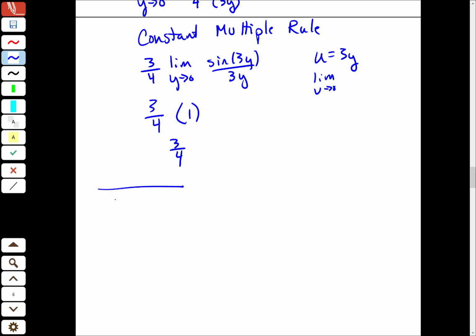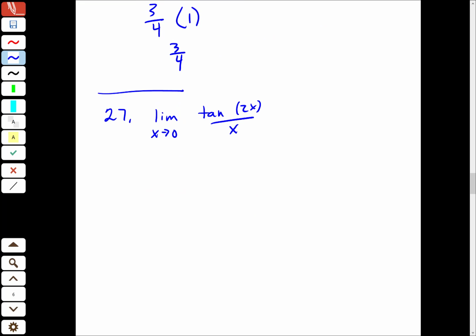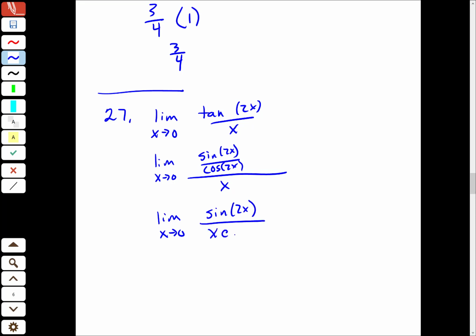Let's see. Let's do 27. The limit as x goes to 0 of tan 2x over x. Okay. And so I want to take a look at this, and at this point, I don't want you to think there's only one right way to go about this. I'm really trying to work sine x over x into this problem somehow. So one of the things I can do is turn tan into sine over cosine. Sine 2x over cosine 2x all over x. And again, I'm going to simplify this complex fraction, since dividing by x is the same thing as multiplying by 1 over x. So I'm going to get sine 2x all over x cosine 2x.